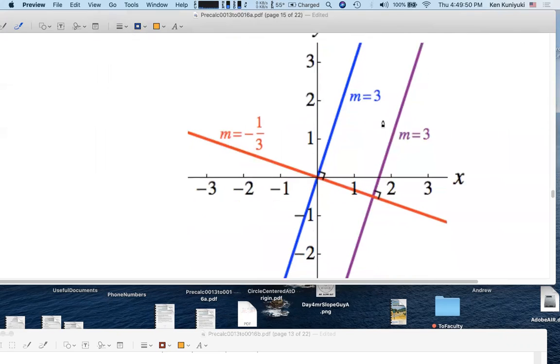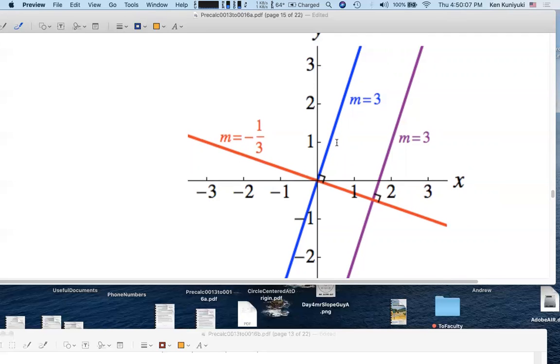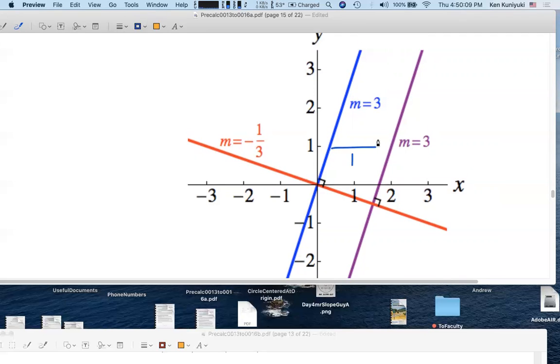So again, this blue line has slope m equals 3. The purple line is parallel. It also has slope m equals 3. The red line here is perpendicular. It has slope negative 1/3. So for the blue and the purple line, if you run 1, you have to rise 3 to get back on the line. For the red line, if you run 3, you have to drop 1 to get back on the line. Perpendicular lines.